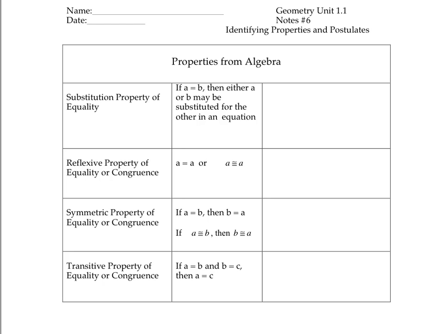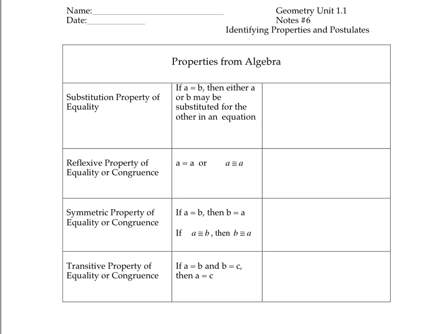Hi everyone. Today's lesson comes from Unit 1.1, Notes number 6, Identifying Properties and Postulates. Our first goal for today is to be able to identify some properties from algebra. Our first property is the substitution property of equality.